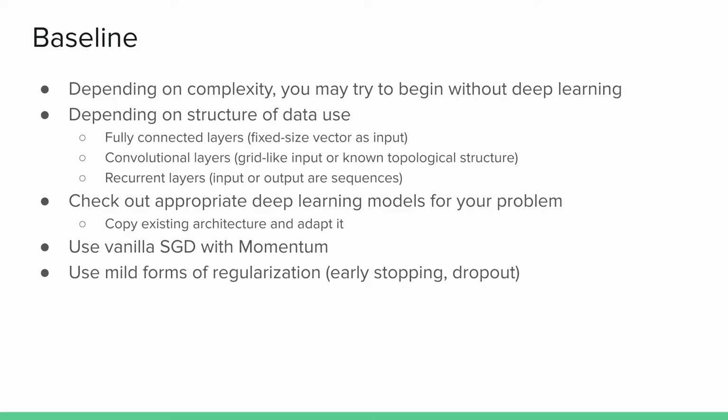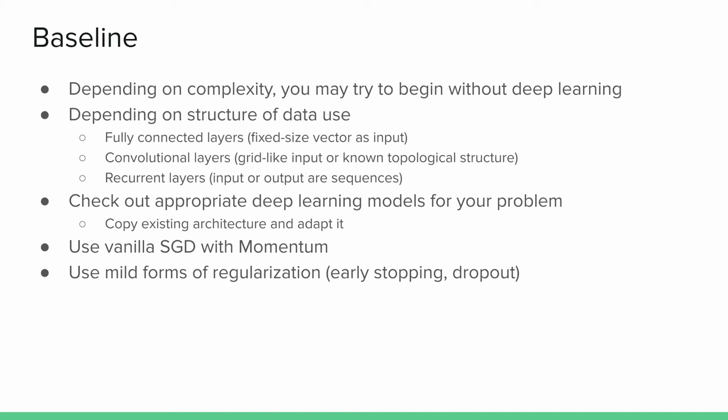Before you start developing your machine learning models, you should actually try to establish a baseline. Maybe, depending on the problem that you're looking at, you could try to do something without deep learning in the beginning: run a k-nearest neighbor classifier, do some manual programming and see how fast and how far you can get with that. And depending on the structure of the data, you should start with one of the three types of layers, where we have fully connected layers, where we have fixed size vectors input.